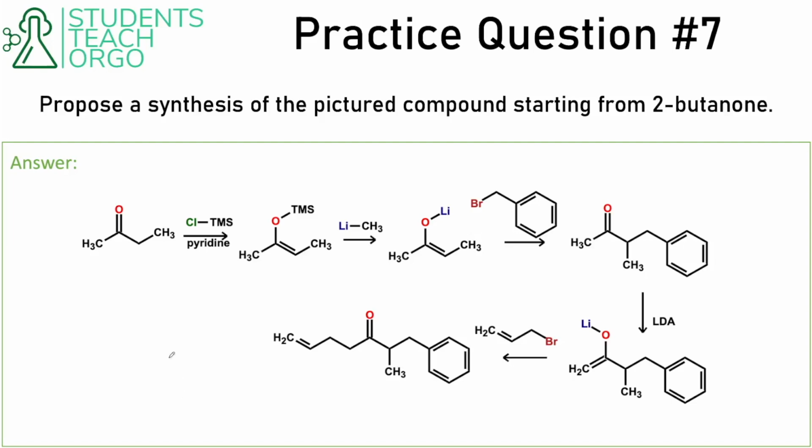And this was my answer. So I start off using TMSCl to specifically create the thermodynamic enolate. Once you use the methyl lithium, that will replace that silicon with the lithium. We can then alkylate. This alkylation is alright because this bromine would be in the benzylic position, and so that alkylation is all good. Next we would use LDA. LDA will specifically create the kinetic enolate on this side, and then we can alkylate again with this allylic bromine to create this final molecule right here.